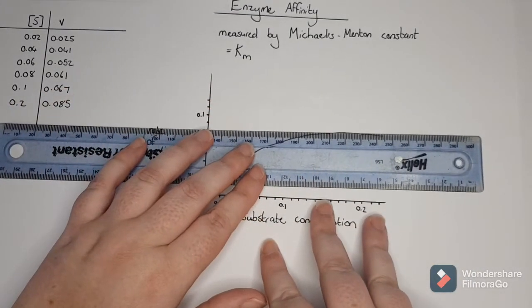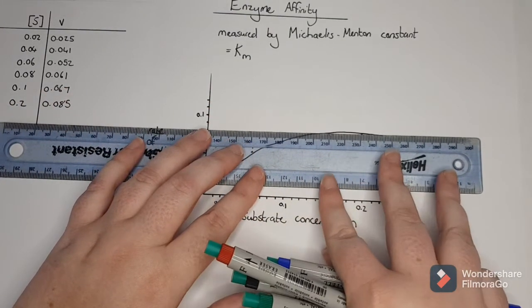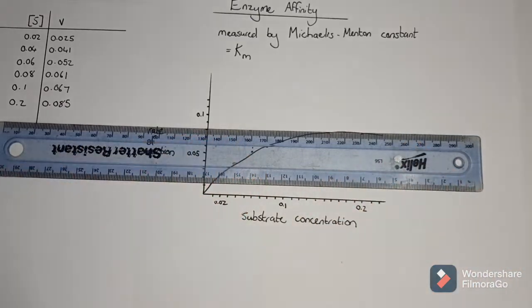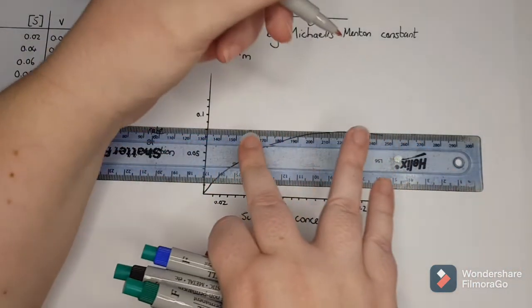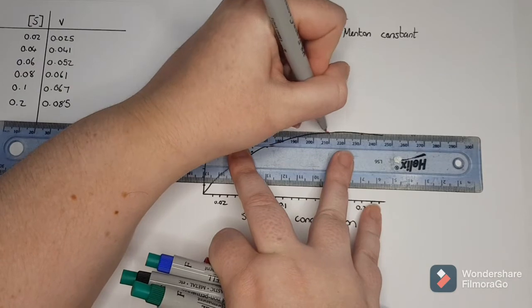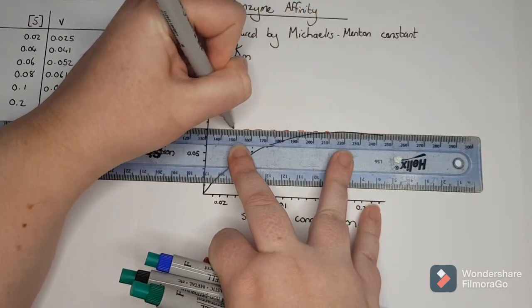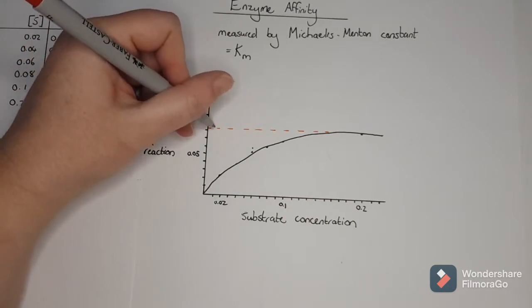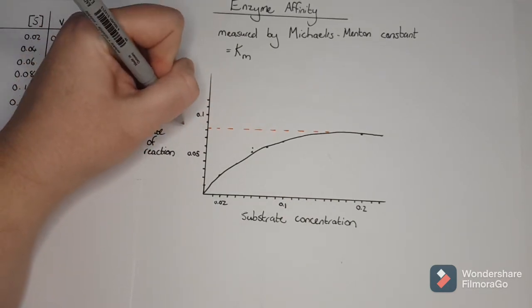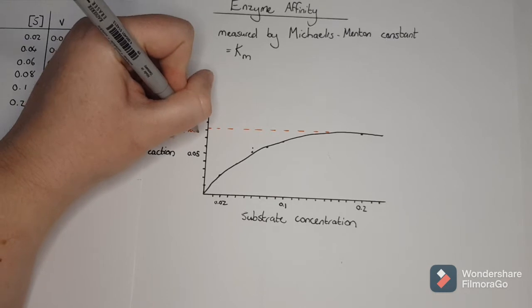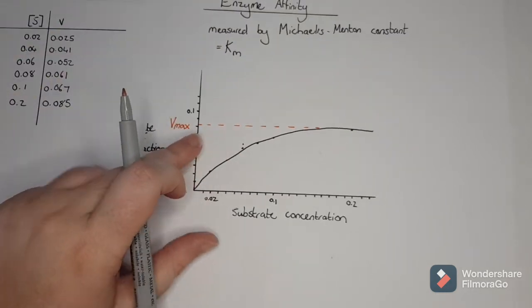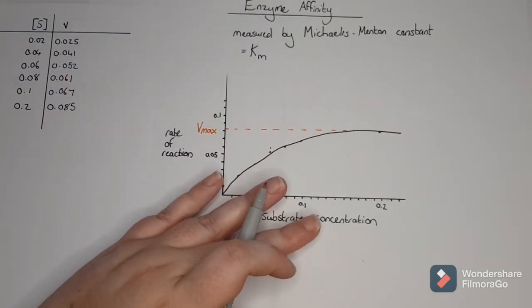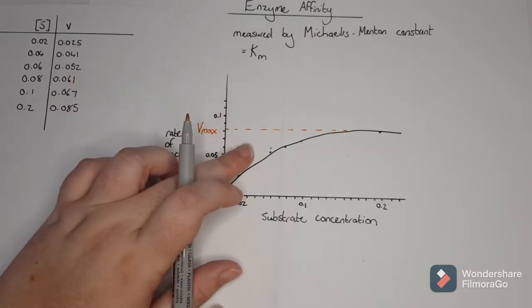So to find the Km, where the curve levels off, you can measure that off of the y-axis. Wherever we start getting our straight line, we can plot and go across to the y-axis. And that point where it's leveled off, we call the Vmax. So it's the maximum velocity, the maximum that the enzyme can work at.